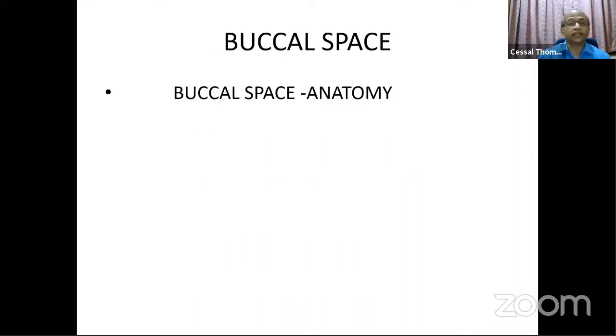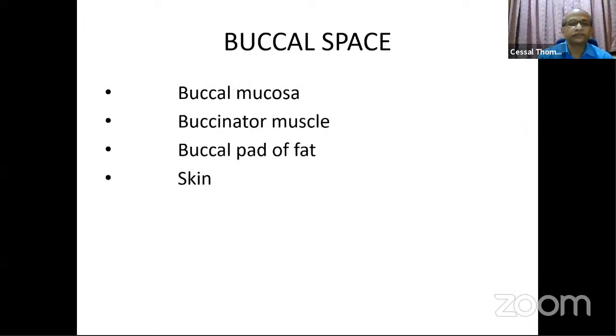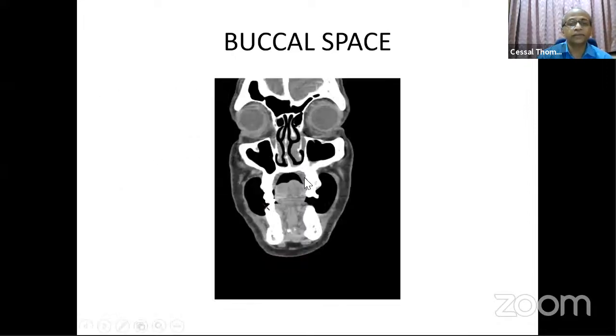And coming to buccal space, so buccal space, cheek. The contents are, one is buccal mucosa, second is the buccinator muscle, and external to the buccinator is the buccal pad of fat and further lateral skin. So here in the CT, with the puff of cheek, when the vestibule is distended, you can see the buccal space in a nice way.